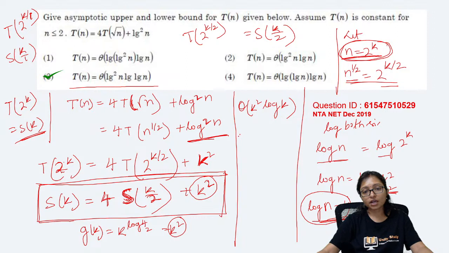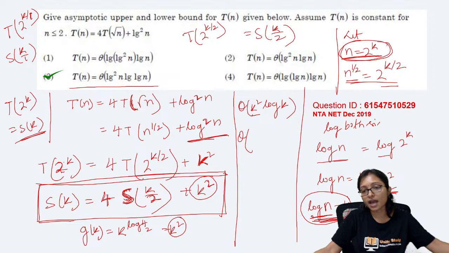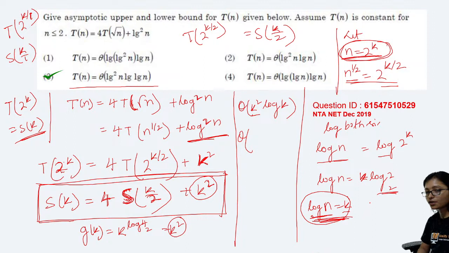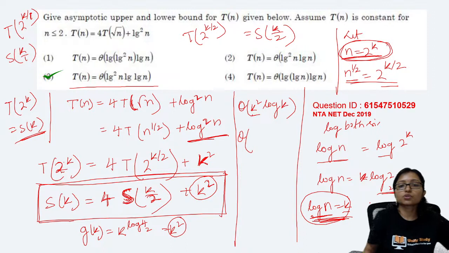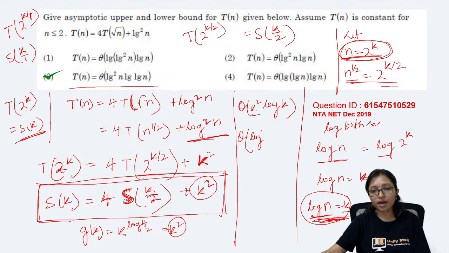After that, k square means, k I already got as log n. K equals log n, you can see this. Right, we got it. K equals log n. So what will be the final answer? K square equals log square n. So here I can write log square n times log k, and with k equals log n it becomes log square n log log n. So finally your answer is coming log square n log log n.